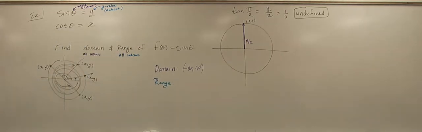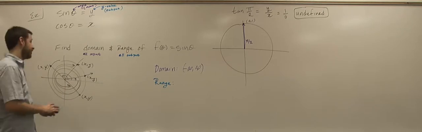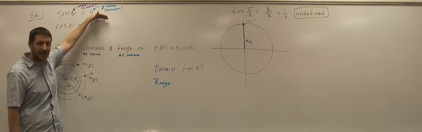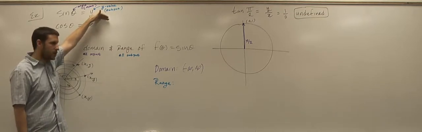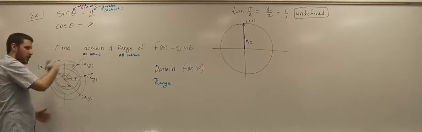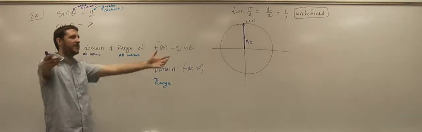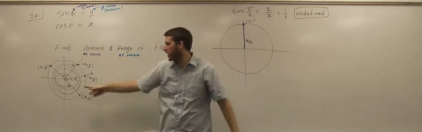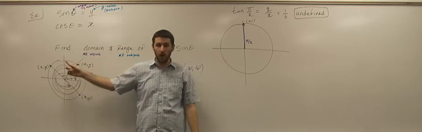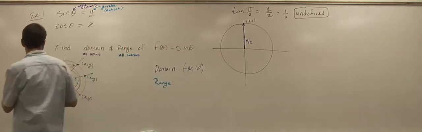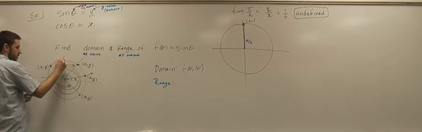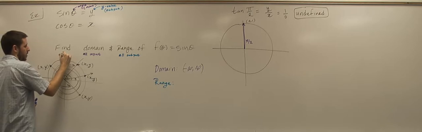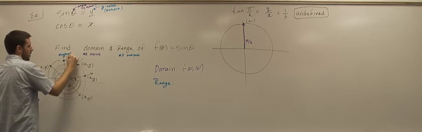Range is a little different. The range is a little more tricky. Well, maybe not tricky, but a little more confined. The range is all possible outputs. The range is every y value you can get out. So is there a way to draw an angle on the unit circle so that you get out 5 as a y value? No. What's the highest possible y value sitting on this unit circle? 1. The highest possible y value you get is going to be right up here. This guy has the highest y value. And it's equal to 1.